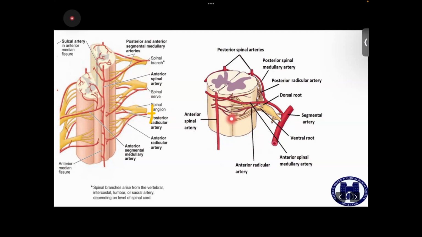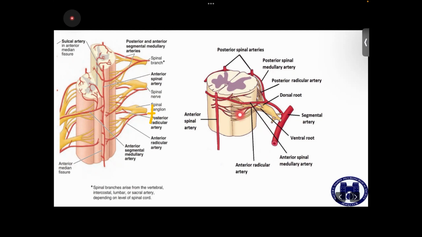In certain segments, especially the cervical and lumbar segments, which contribute to high mobility of our body, there are other arteries that arise from the segmental spinal arteries. As shown here, there are the posterior radicular artery and the anterior radicular artery. But there are other arteries, one anterior and one posterior, especially at the cervical and lumbar areas. They are called the segmental medullary arteries, or the anterior and posterior spinal medullary arteries. They are not present in all segments of the spinal cord, but mainly in the cervical and lumbar areas, the areas of high mobility, to contribute more blood supply.